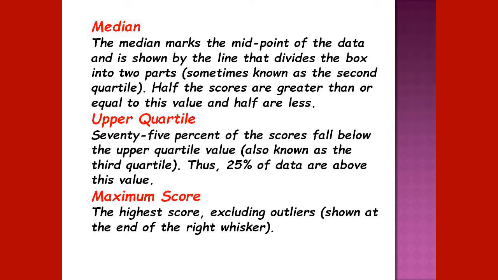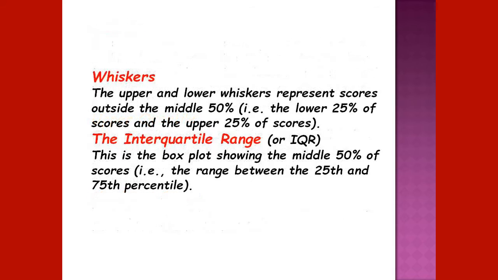Upper quartile, 75% of the scores fall below the upper quartile value, thus 25% of data are above this value. Maximum score, the highest score excluding the outliers in our data. It will be shown at the end of the right whisker. Whisker, the upper and lower whiskers represent scores outside the middle 50%, that is the lower 25% of scores and the upper 25% of scores. Interquartile range, the box in the box plot showing the middle 50% of the scores, that is the range between the 25th percentile and 75th percentile.